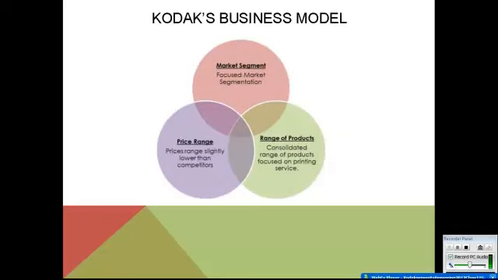We will now discuss Kodak's business model. Kodak is a company within the digital imaging industry that focuses on selling printing services to a target group of individuals. Kodak's business model can be broken down into three segments. The first segment is the market segment. Kodak has a focused market segmentation, which means they focus primarily on those individuals who want printing services. The price range for these products is slightly lower than their competitors, and due to their exit of the digital camera business, they now have a consolidated range of products.